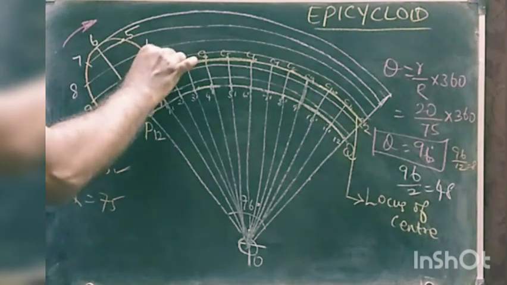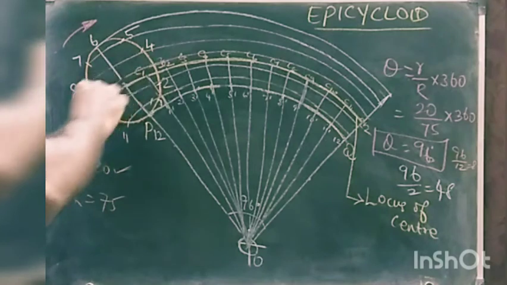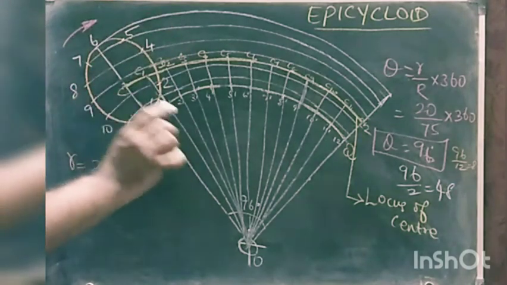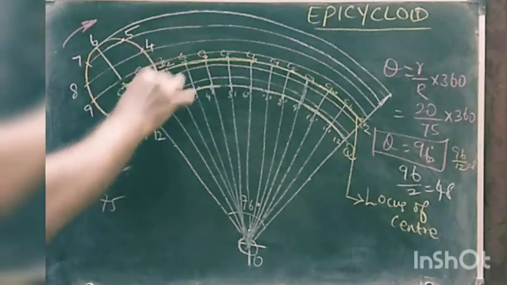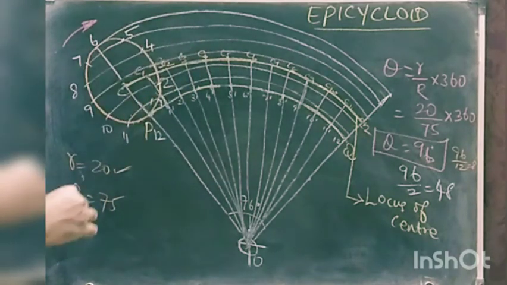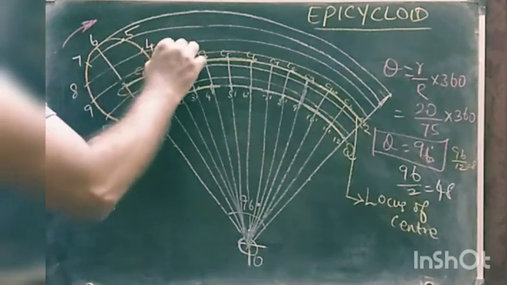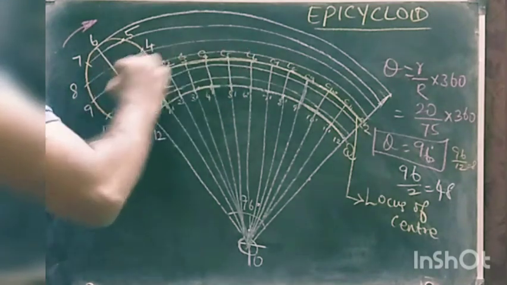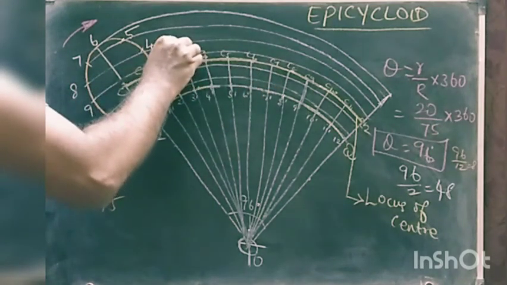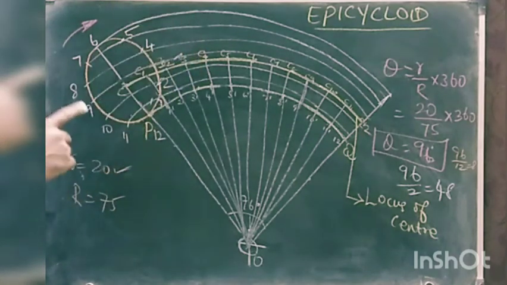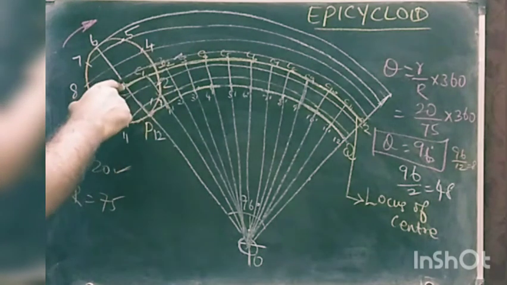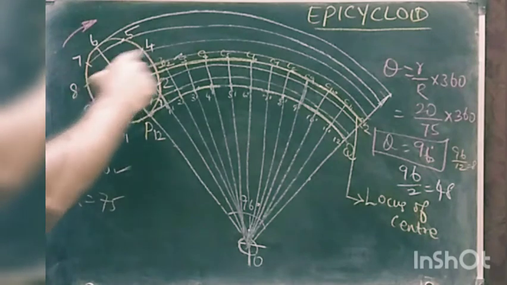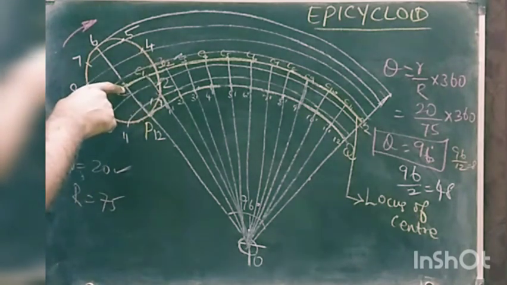Next, place your compass at the point C2. Same, similar radius of rolling circle, 20 mm only, no changes. And cut an arc at the corresponding line, the C2. And place your compass at the point C3 and cut an arc at the corresponding C3 arc. So, just cut it. And one more thing I want to tell you, see here, this locus of center lies below this particular 3 and 9 line. You should analyze it very carefully.